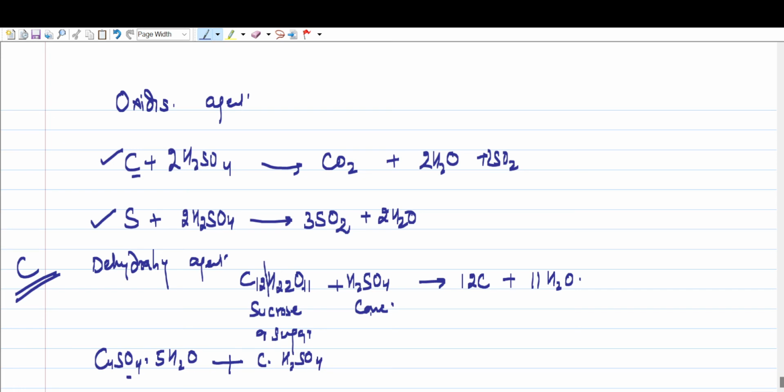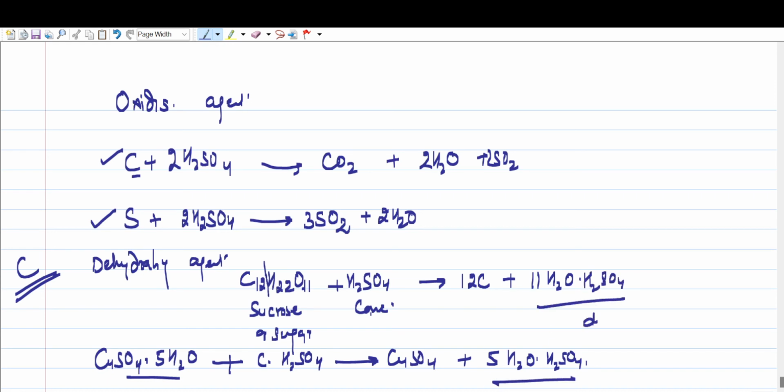Likewise, you can take copper sulfate blue color crystals, okay, and if you add concentrated sulfuric acid, so you will get copper sulfate, which is white in color, right, and water molecules will be released, okay, which will combine with sulfuric acid and you will get dilute sulfuric acid. Okay, so concentrated will become dilute. Sucrose is a white crystalline solid and you get black color mass of carbon. This proves that concentrated sulfuric acid is a drying or dehydrating agent. Likewise, blue color copper sulfate will change to anhydrous white copper sulfate. Okay, so these two are there.